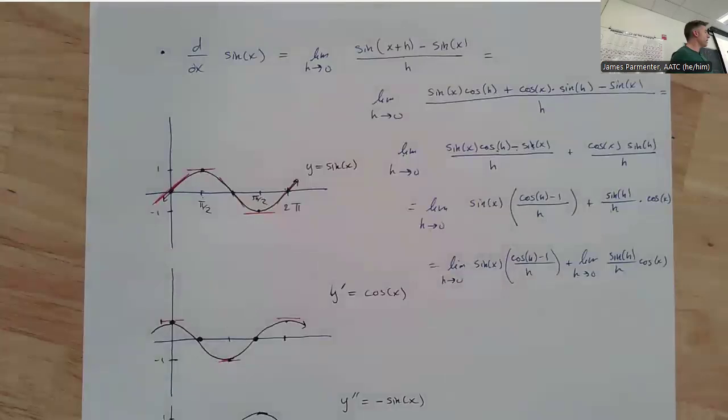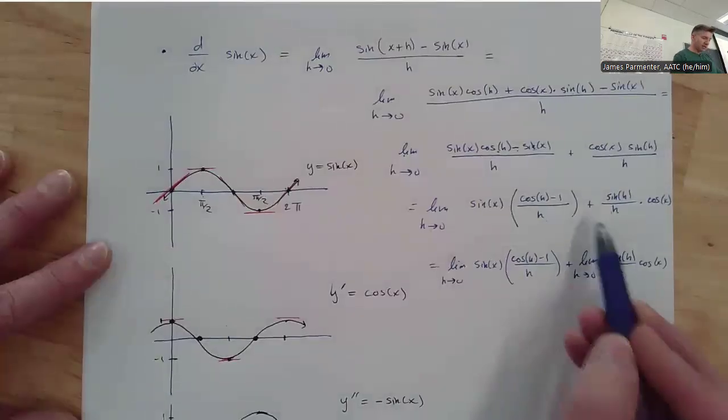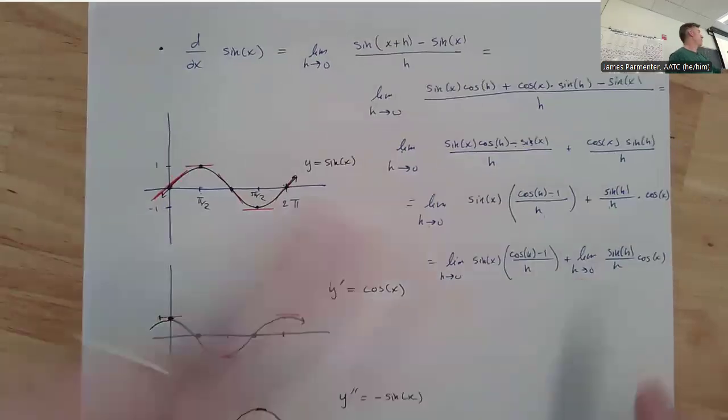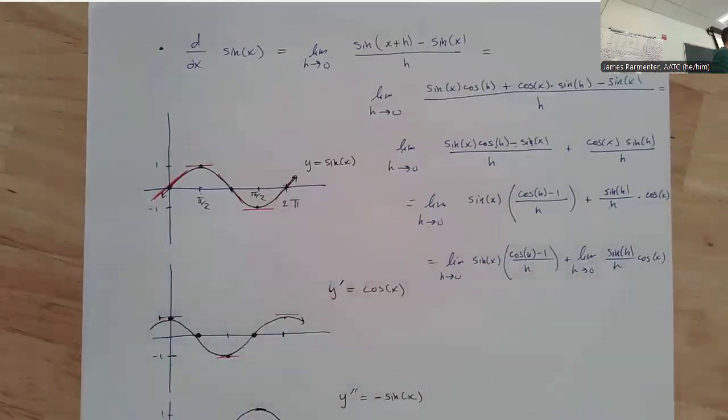Right, it's totally fine to say the limit of a sum is the sum of the limits. And then constant multiples like to hang out. Although it's kind of weird to say, as far as h is concerned, sine of x is a constant and cosine of x is a constant.